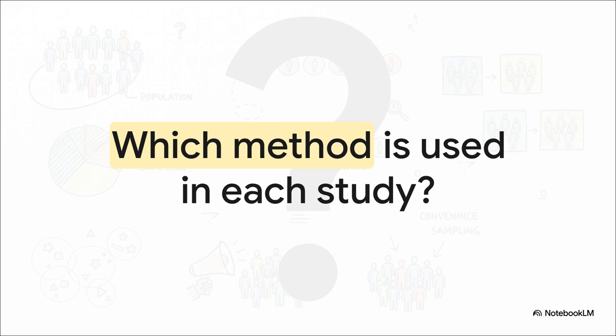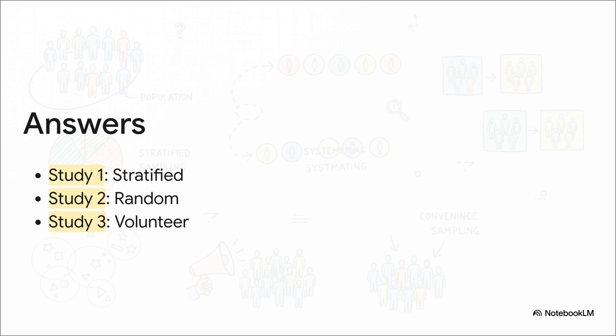We have 3 scenarios here. Study 1 involves identifying subgroups and randomly selecting from them. Study 2 involves placing student names in a container and drawing out 50. Study 3 involves putting up a notice in a common room asking for participants with an hour to spare. Pause the explainer for a second if you need to, identify the sampling method used in each, and try to think of one advantage for each. All right, let's see how you did.